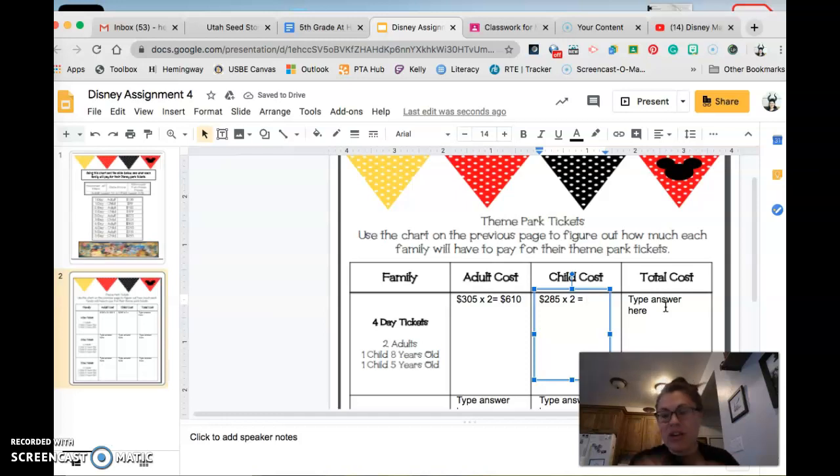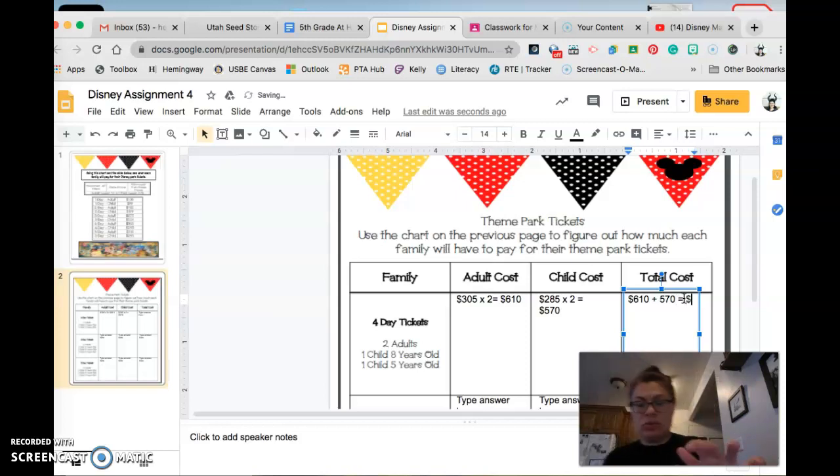Okay, it's time for you to do the math. Pause me, figure it out on a piece of paper. Okay, I wrote it down on a piece of paper. It's 570. So now we're going to add both of those together. 610 plus $570 is going to equal: 0 plus 0 is 0, 1 plus 7 is 8, 11. So $1,180. Ouch.